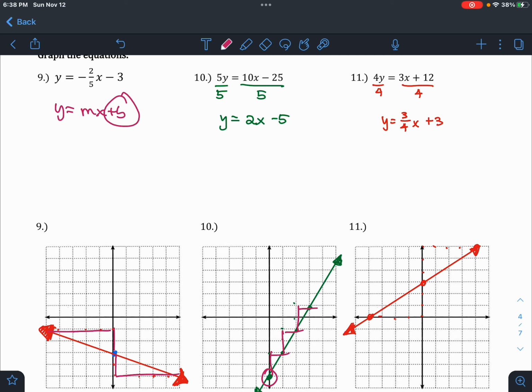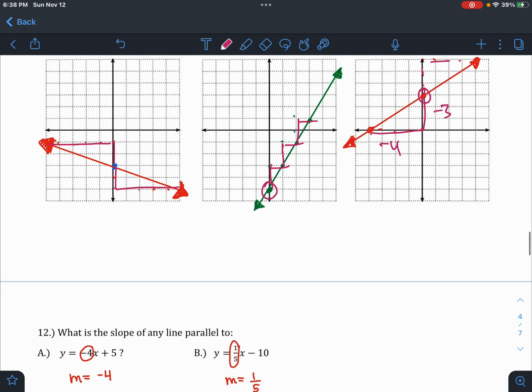Number 11, I solve for y, dividing by 4, and I use my y-intercept of +3. And my slope here is +3 over 4. Or I could have chosen to go down 3 and over -4, going -3 over -4, because a negative over negative is still a positive, obviously shown in the graph. Use a ruler and, of course, put your arrows.